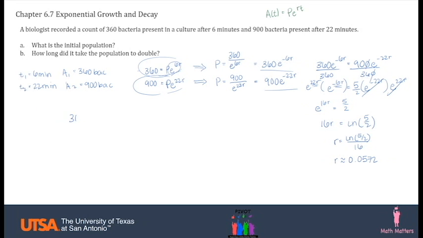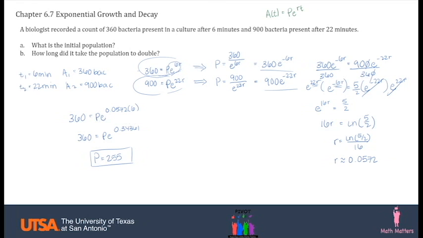So we have 360 equals P times e to the r that we solved for times 6. And this simplifies to 360 equals P times e to the, it's about 0.34361. And then if we plug this into the calculator, then we get P equals 255, and that's rounded to the nearest whole number. So that's our answer.